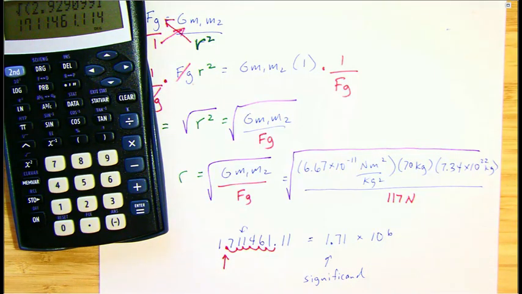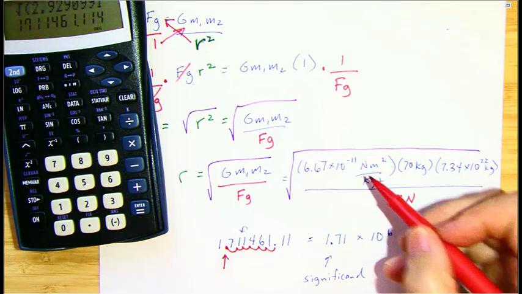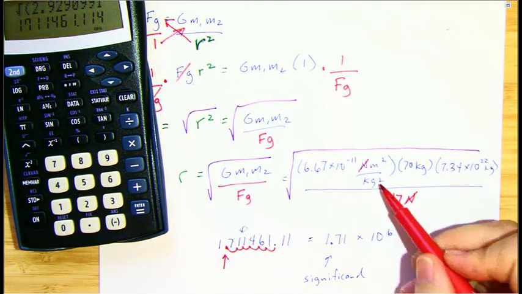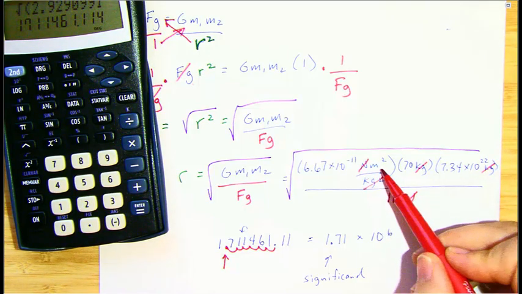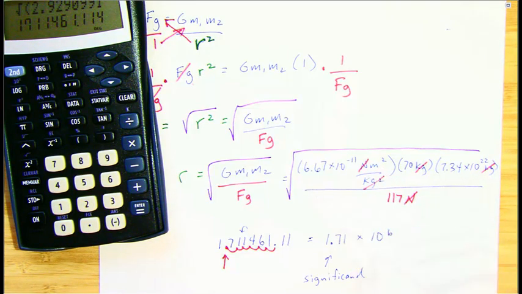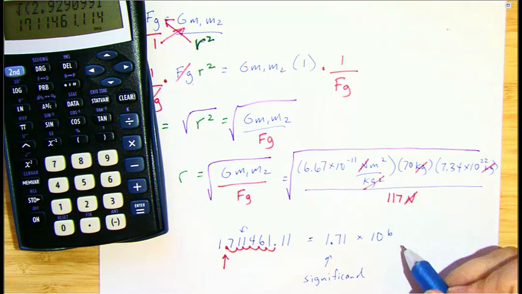That is my answer, almost, but I don't have units. So let's see what units cancel out. The newtons cancel out. Kilograms squared cancels out from both kilograms. So my units are meters squared, but remember we took the square root. So the square root of meters squared is simply meters.